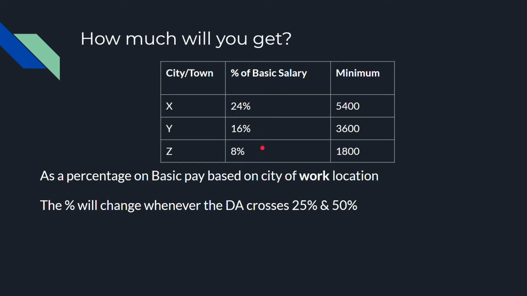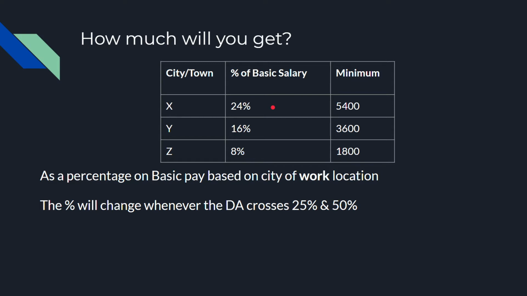This can be remembered as the 8th table: 8, 8 2s are 16, 8 3s are 24. However, whenever the percentage of DA crosses 25%, then it will become the ninth table, which means 9%, 18%, 27%. If the DA crosses 50%, then this will become the 10th table, which means 10%, 20%, 30%.